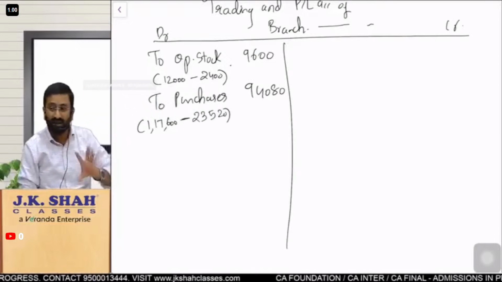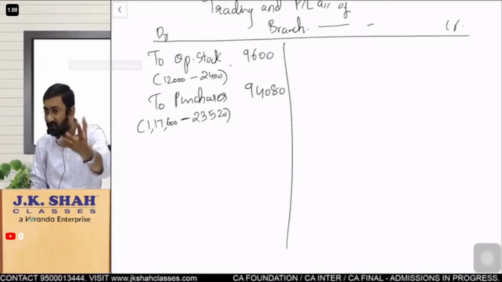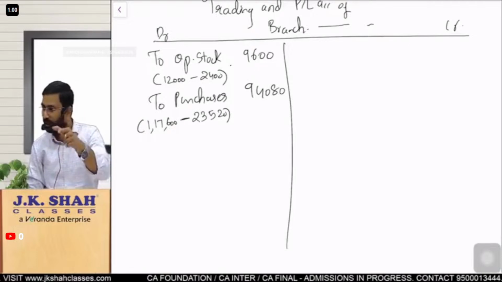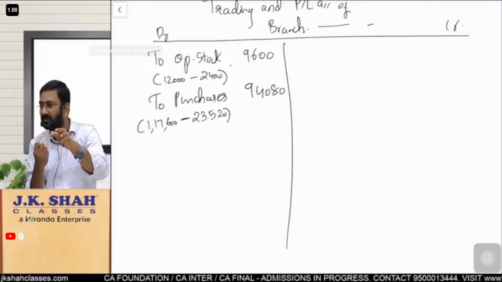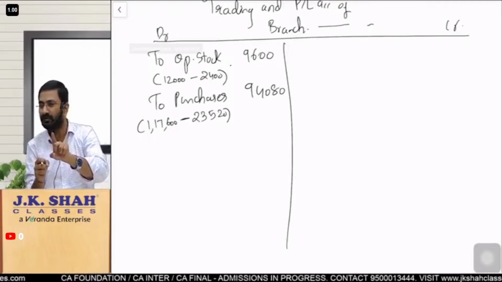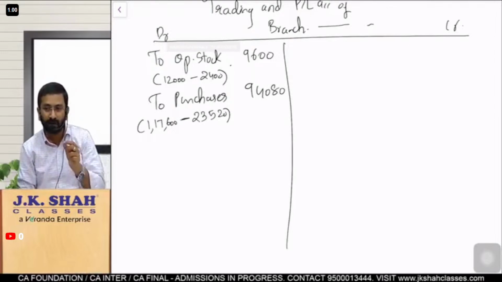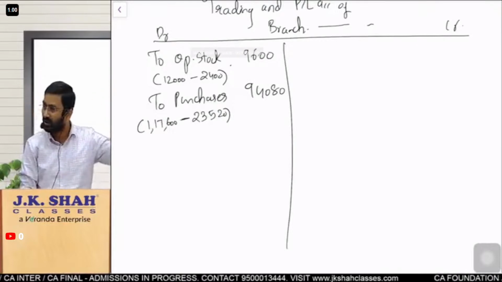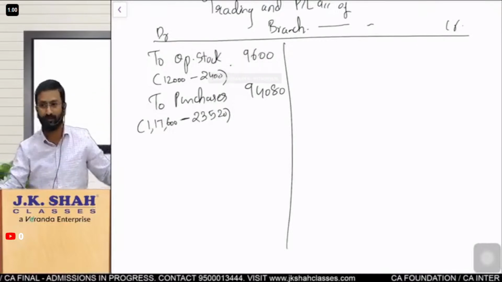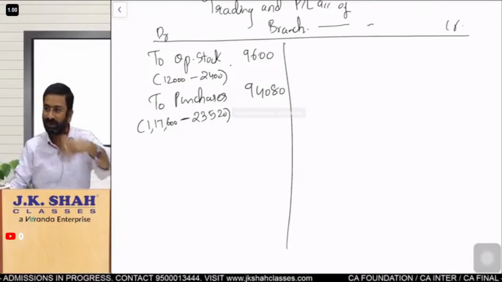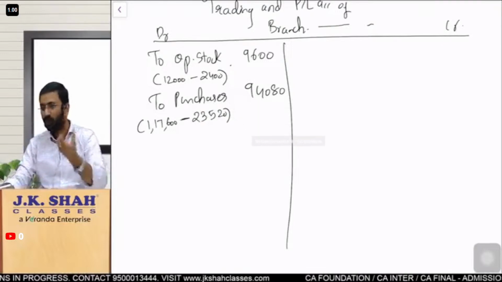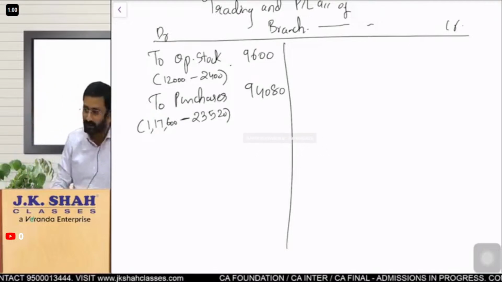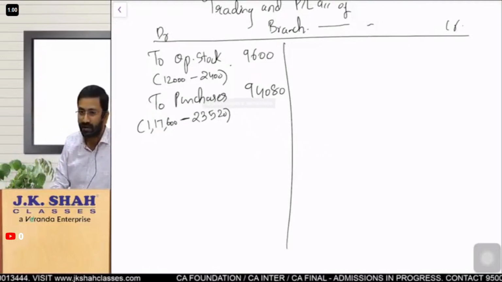Simple words. Whatever is sent to the branch, from the branch point of view, it's a purchase. We are sending to the branch, which the branch is taking from us. From the branch point of view, it becomes purchase. And you have to record that purchase also at cost. Sir, even without doing stock and debtors, this could be done. You don't need all those working notes. 120,000 sent, 2,400 returned, 117,600, remove the loading. That is purchase. Any direct expense? No.